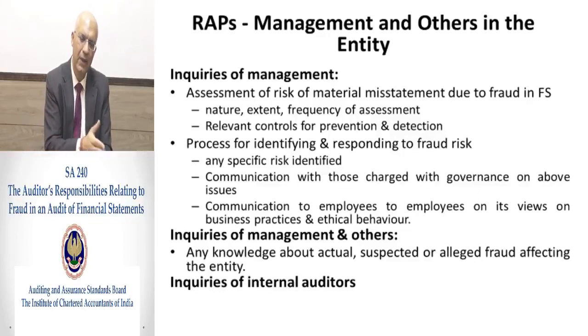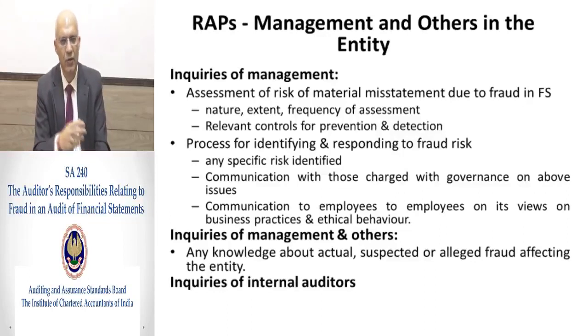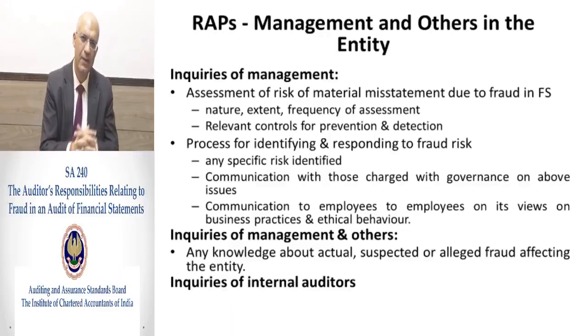What are the relevant controls for prevention and detection? These could be manual controls, these could be automated controls. Have they understood this? And what is it that they have set in place? What is the process of identifying and responding to a fraud risk? Are there any specific risks identified? For instance, revenue is a given that there could be a risk of fraud in revenue. So what is it that the management has done?